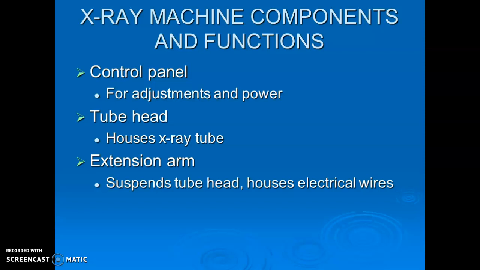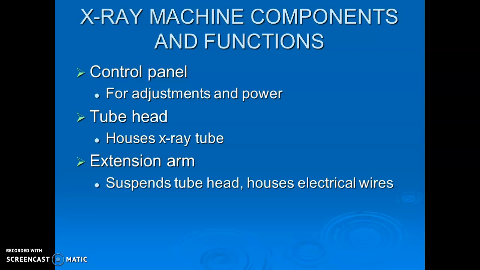The X-ray tube head is the part that, when you're adjusting the machine, you bring over to the patient, close to their head, and it's the part at the end of the extension arm. The tube head itself houses the X-ray tube, and we're going to talk about the specific parts of that in just a second, but the tube is inside the tube head, so that's why it has that name.